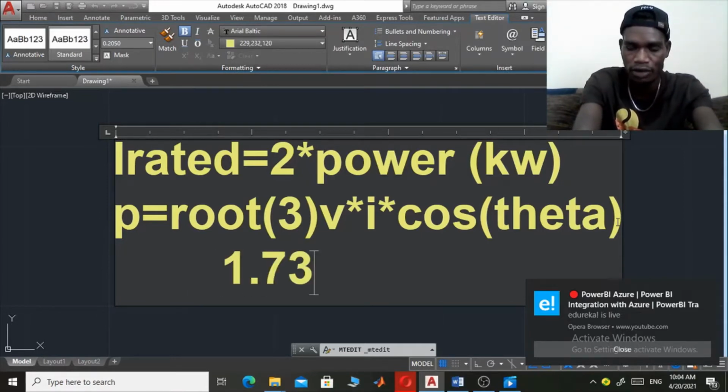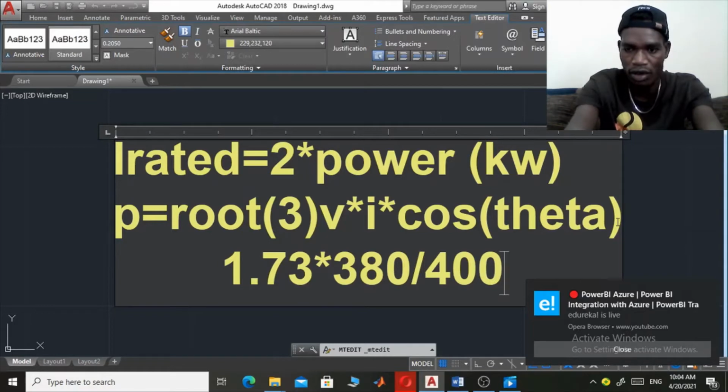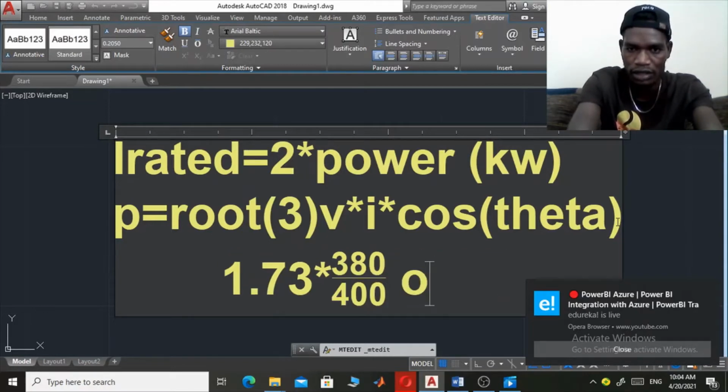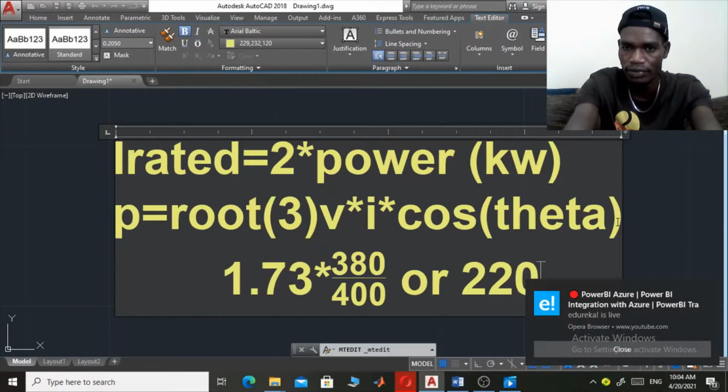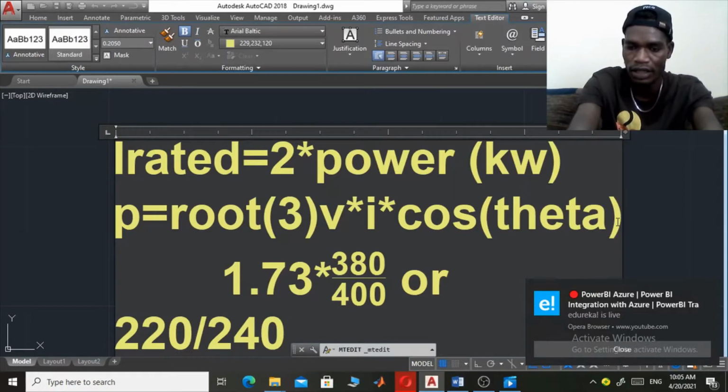Take it out of the radical times voltage. Voltage in a 3-phase case, we know, is 380 or 400, or in another sense, in a single phase case, 220 or 240.